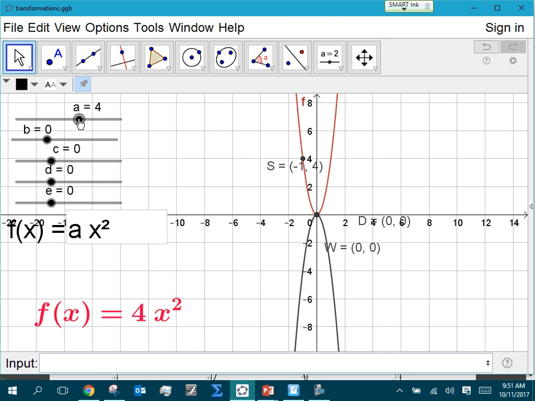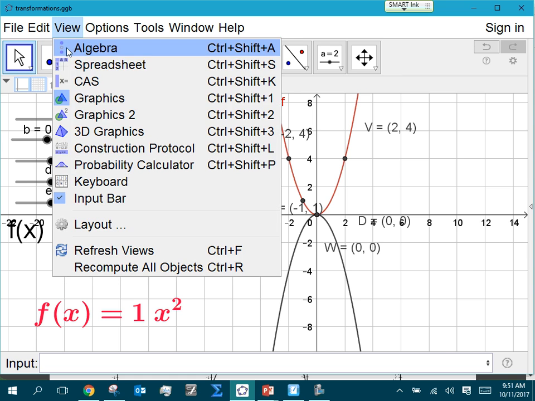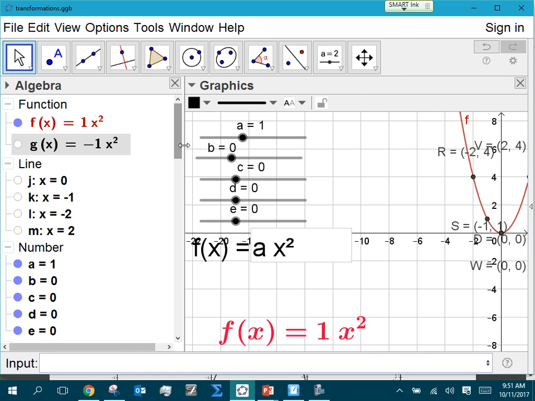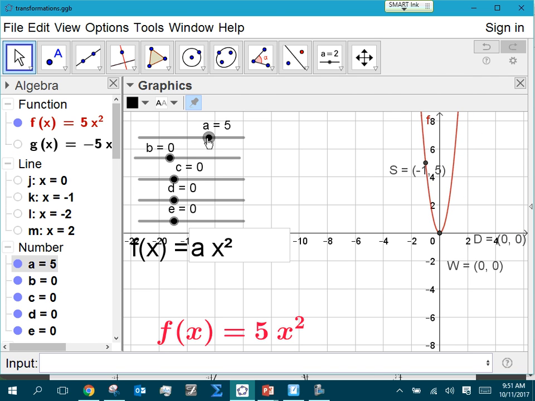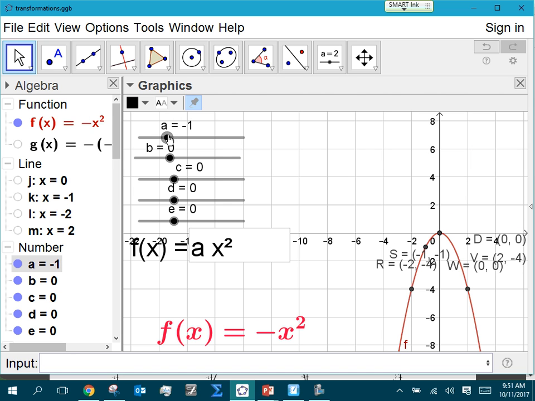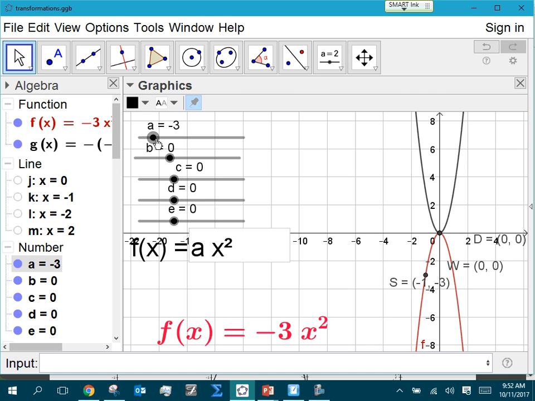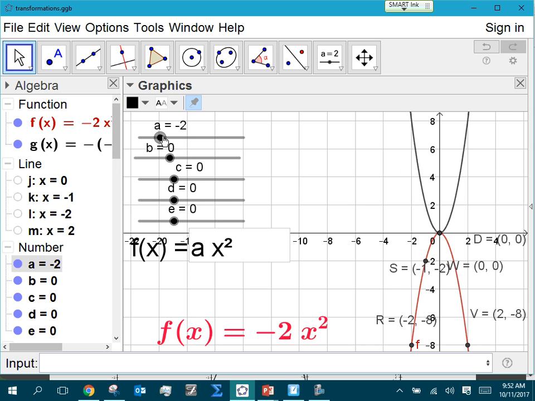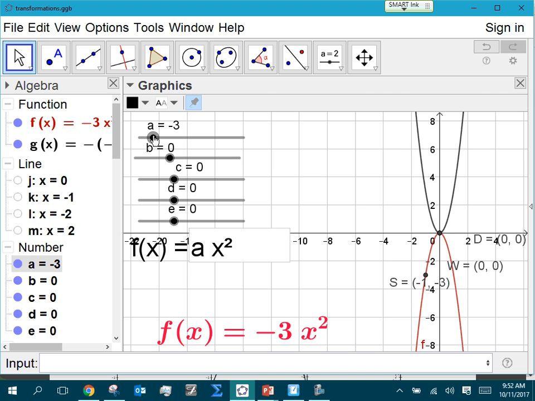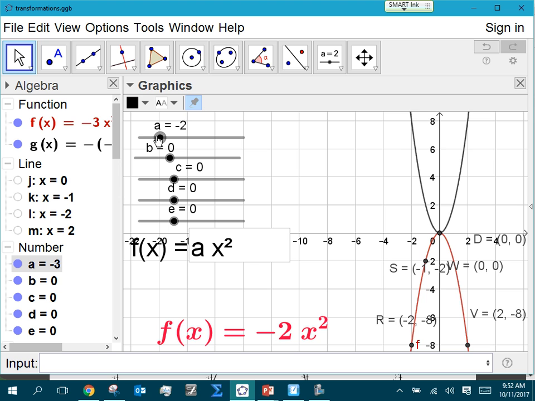Right now we're comfortable with looking at that red curve, okay? That red curve when A is positive, right? But when A is negative, look what it does to that curve. This curve here would be just x squared, so the black one is like the parent function. The black one would be 2x squared, the black one would be 3x squared, and the red one is negative x squared, negative 2x squared, negative 3x squared.